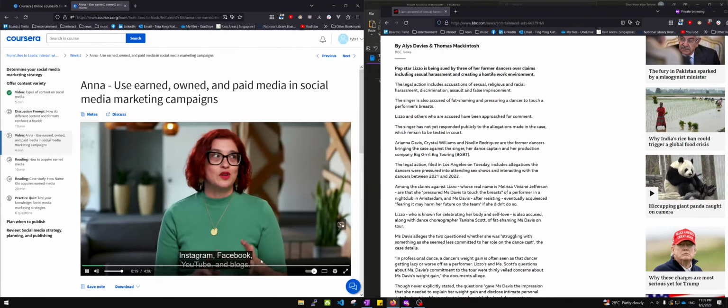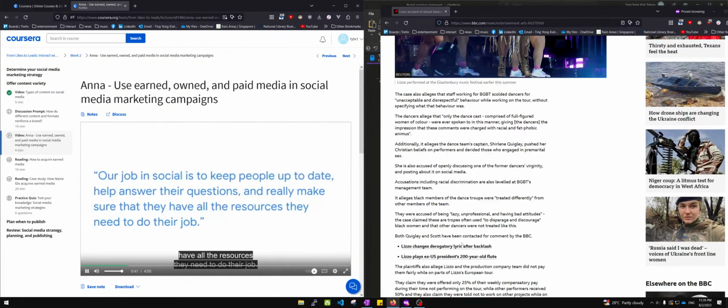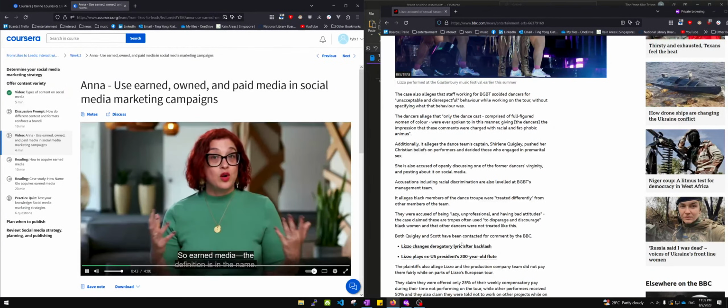And so we're constantly changing our technology, making upgrades, having different announcements, and our job in social is to keep people up to date, help answer their questions, and really make sure that they have all the resources they need to do their job. So earned media, the definition is kind of in the name.